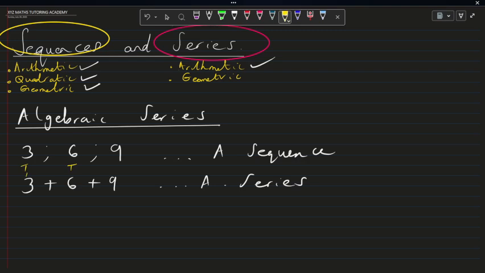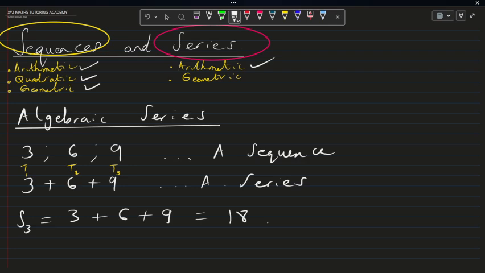So this is still term one, this is still term two, and this is still term three. Okay, so the sum of the terms. For example, this series has three terms. So if I'm trying to determine the sum, I will say S3 because the series has three terms. And then I will say 3 plus 6 plus 9. This can be evaluated very easily because 3 plus 6 is 9 and 9 plus 9 is 18. Okay, so our sum is equal to 18 in this particular case.